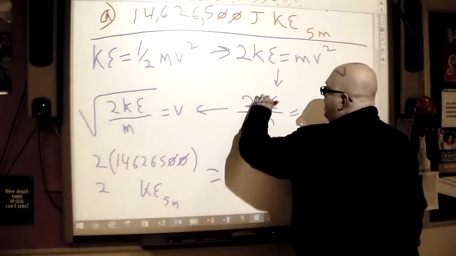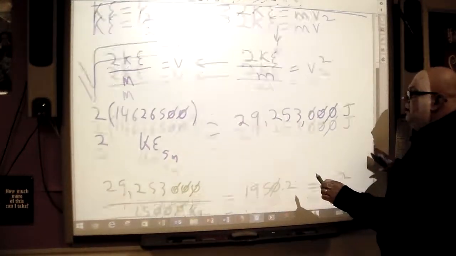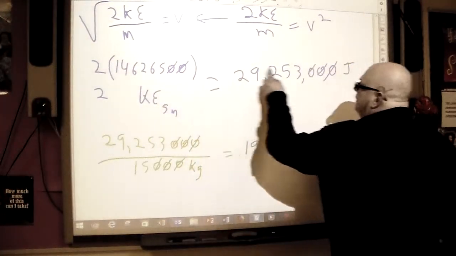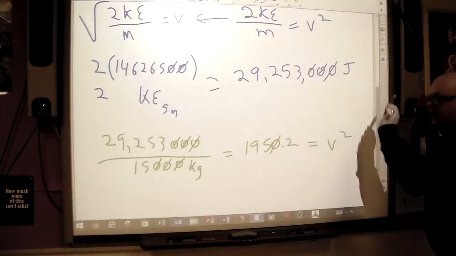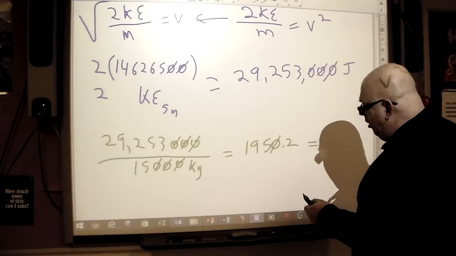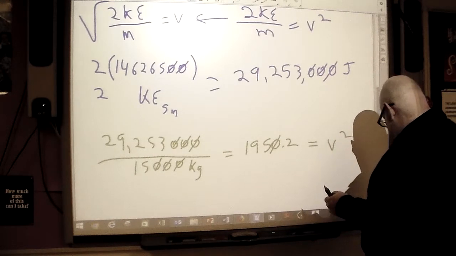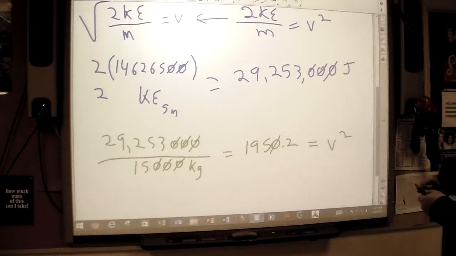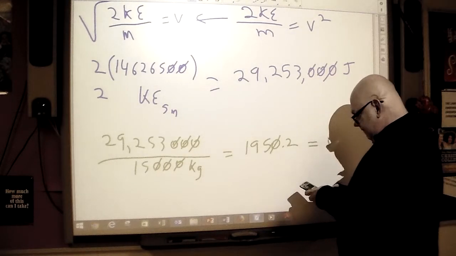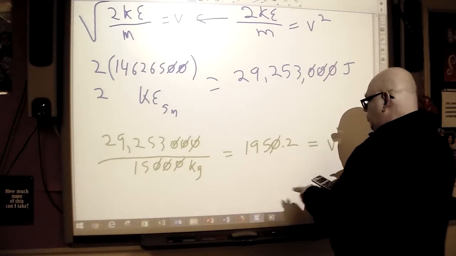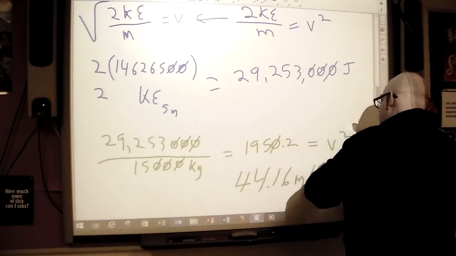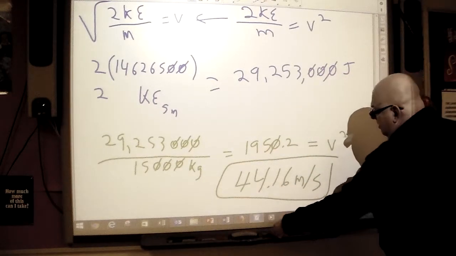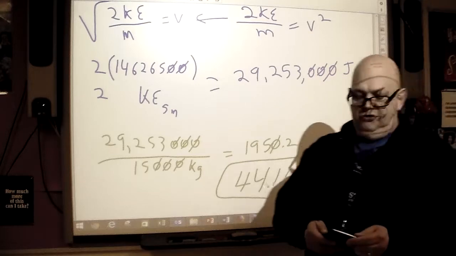I doubled the energy, and then I divided by 15,000 to get this, which turns out to be velocity squared. Last part, ladies and gentlemen. We are going to take the square root of 1950.2, and we walk away with 44.16 meters per second. That's how fast the rock is coming down on Edward's tomb at the rooftop.